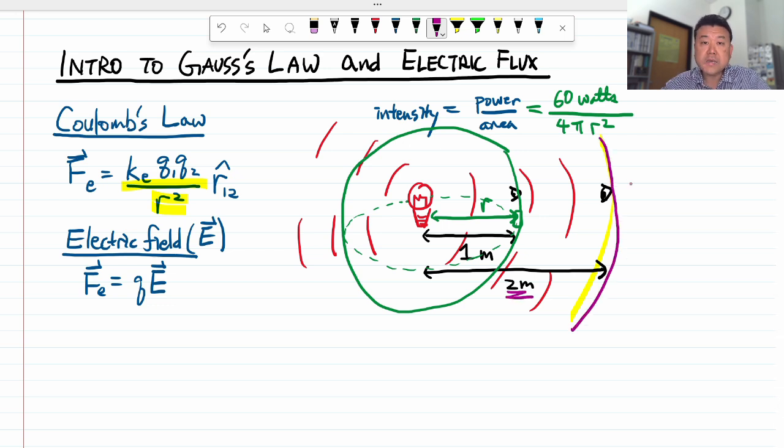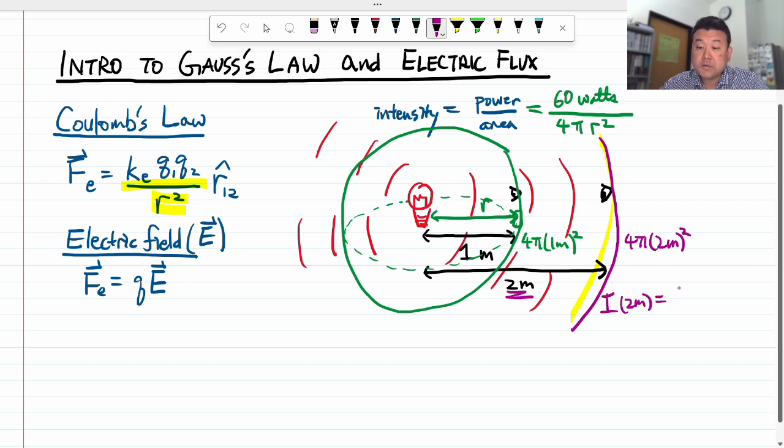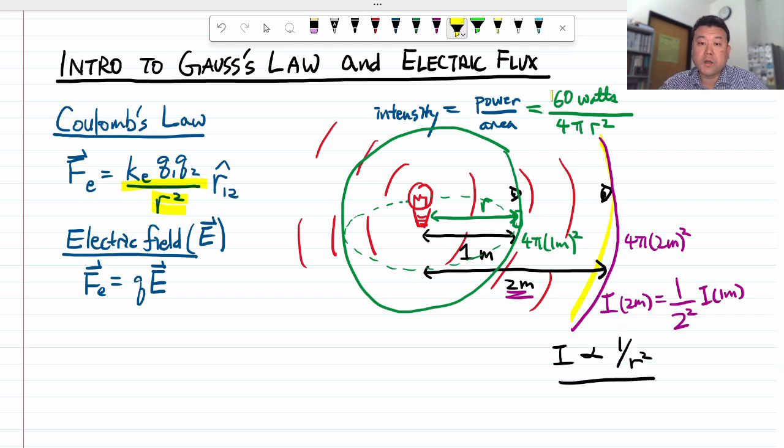radius 2 meters is 4 times the surface area of a sphere with a radius of 1 meter, from surface area 4 pi 1 meter squared, comparing that with 4 pi 2 meter squared, the intensity at 2 meters away is 1 over 2 squared times the intensity at 1 meter away. In other words, this intensity obeys a kind of inverse square law, following from this dependence of the area that the radiative power would go through.